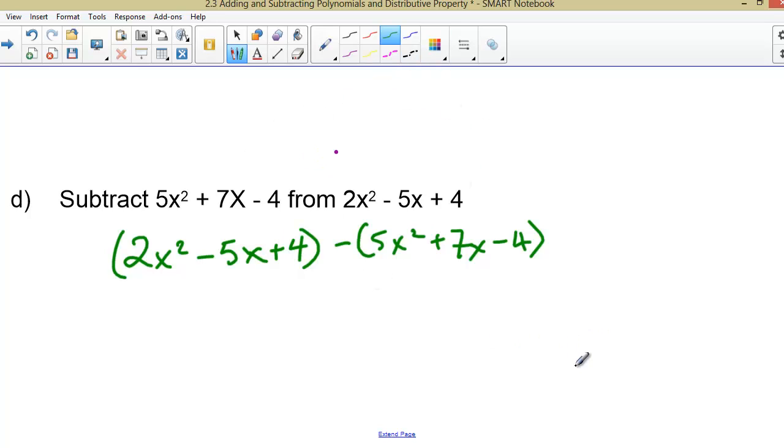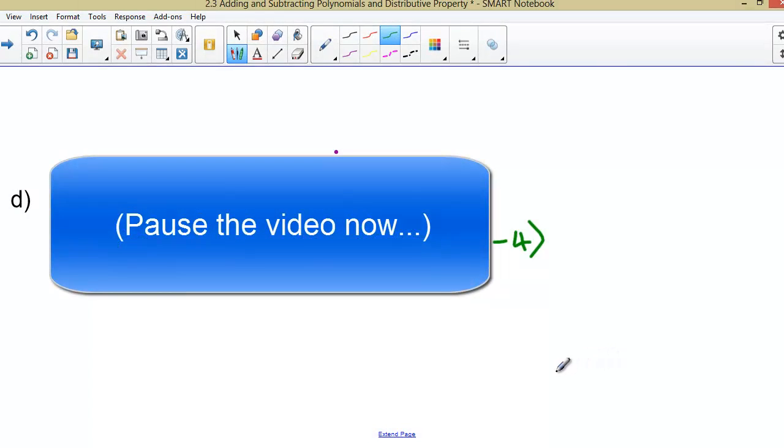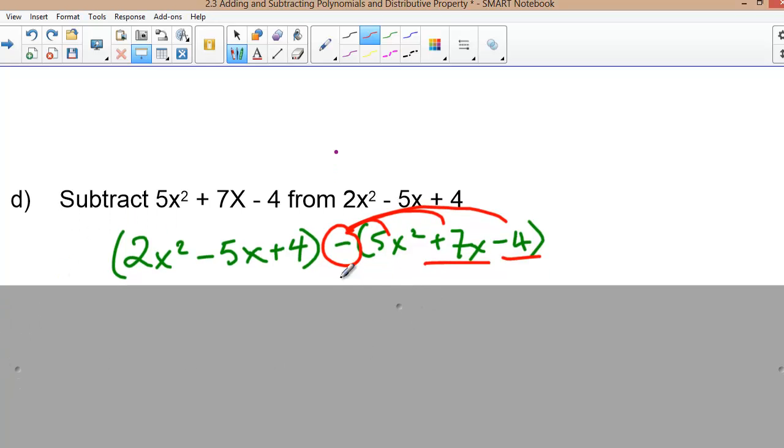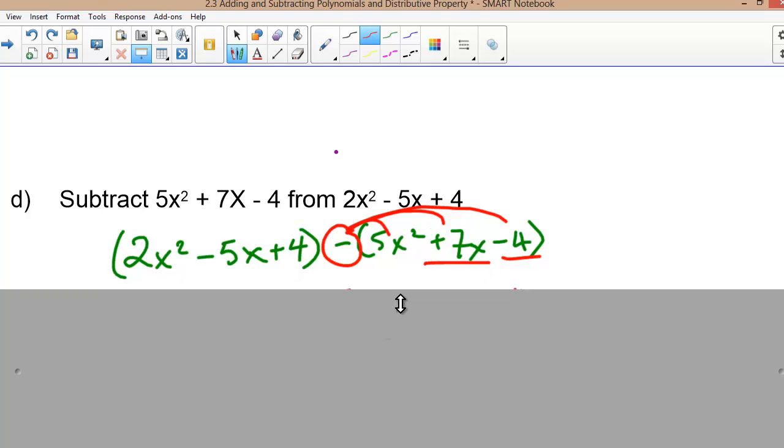And again, if you want to pause the video now, the answer will magically show up. So pause your video now. All right, so as you can see with question D, I'm going to hide it one step after another, but you can see that I'm going to subtract each of those terms that are inside. So again, subtraction, a little bit of a red flag for us. Be careful, it's going to change some signs.